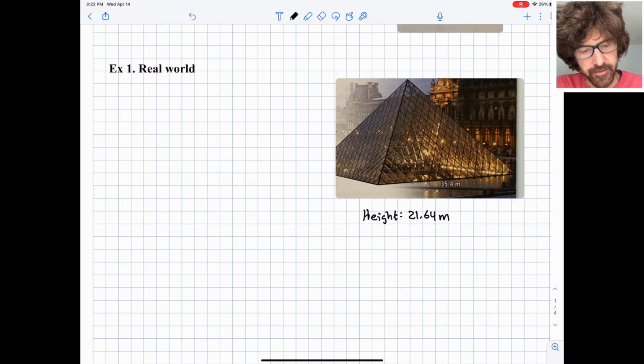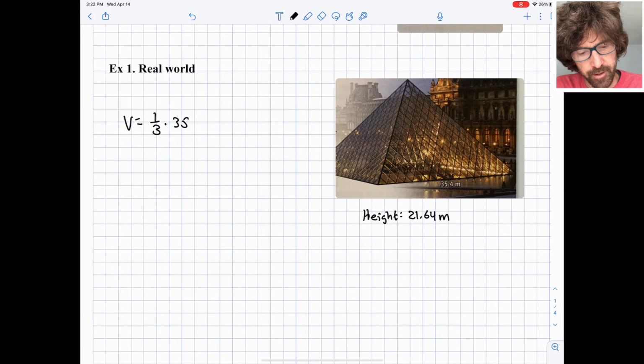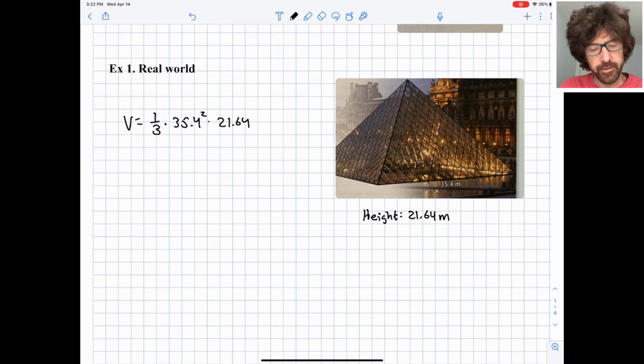So let's find the volume of it. The volume is 1/3 times the area of the base, which is 35.4 squared, times the perpendicular height, which is 21.64. Then it just turns into a calculator problem. Maybe as a minor efficiency tip, rather than typing in 1/3 or 0.3333, just divide by 3 at the very end. It might save you a couple keystrokes, a little bit of time.